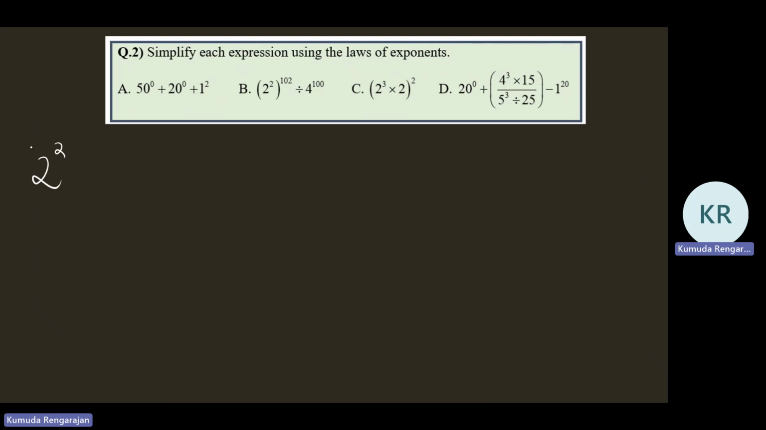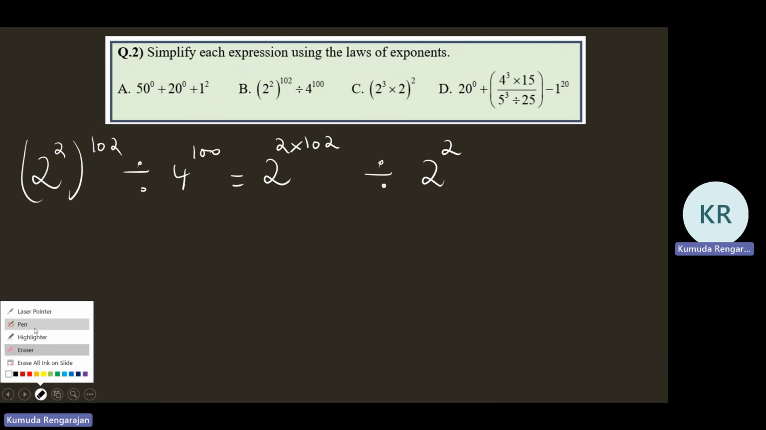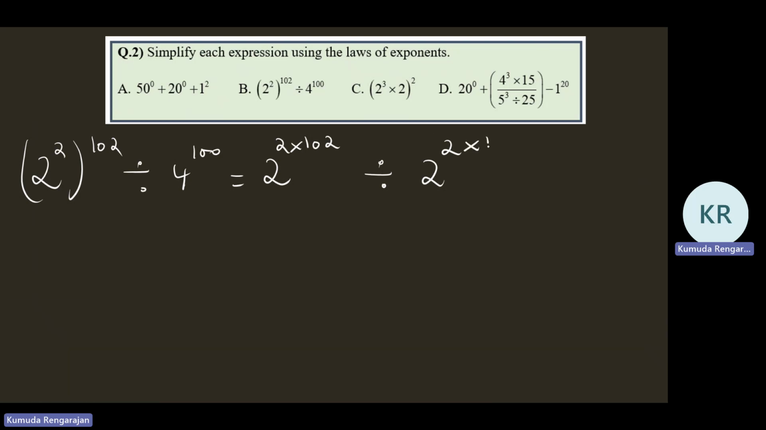2 raised to the power 2, the whole power 102, divided by 4 raised to the power 100, is equal to 2 to the power 2 into 102. Multiply the powers, 204. Divided by 4, which should be written as 2 squared, because 2 into 2 is 4, into 100. You can write into 100 straight away, but for steps you write it this way. Both are fine.